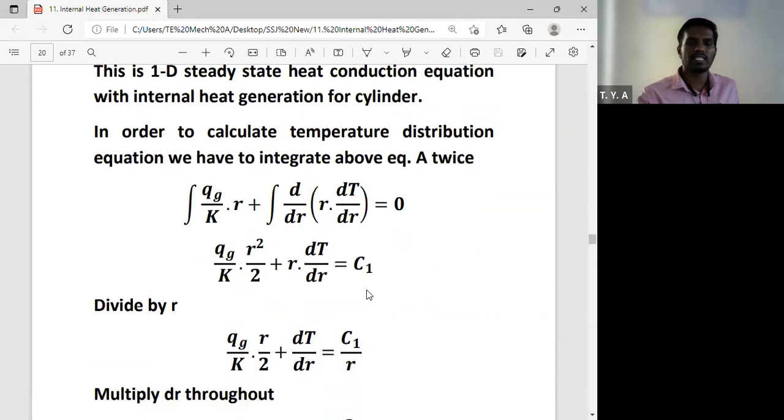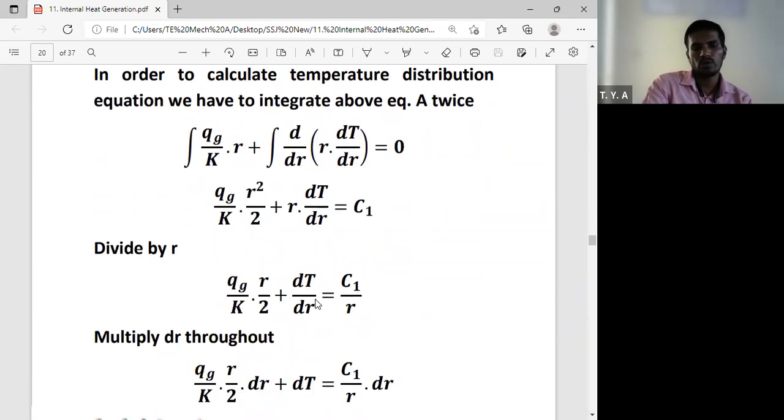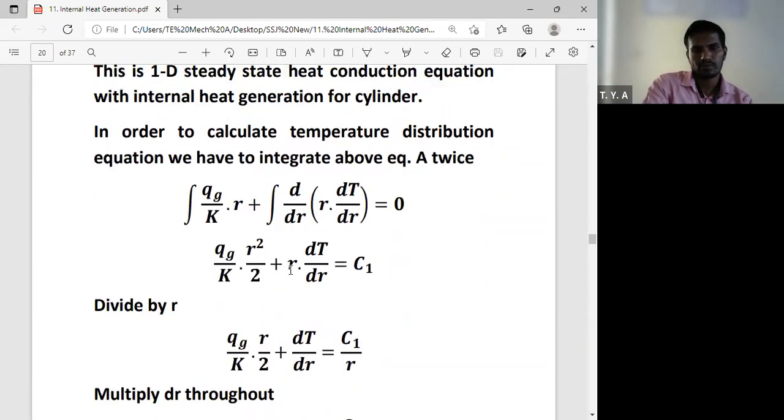Again we have to take the integration. First divide by R, then take the integration. So what is our equation? QG by K into R square by 2 plus R into dt by dr is equal to C1, then divided by R to this equation. So therefore the equation becomes QG by K into R by 2 plus, R will be cancelled, that is dt by dr is equal to C1 by R.